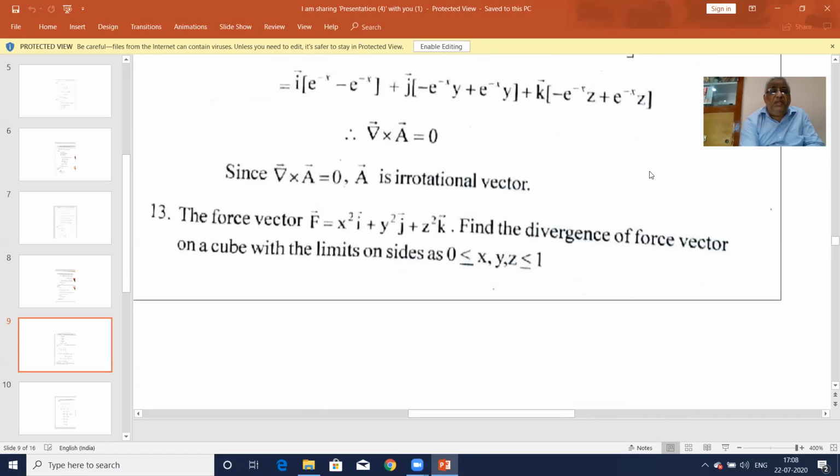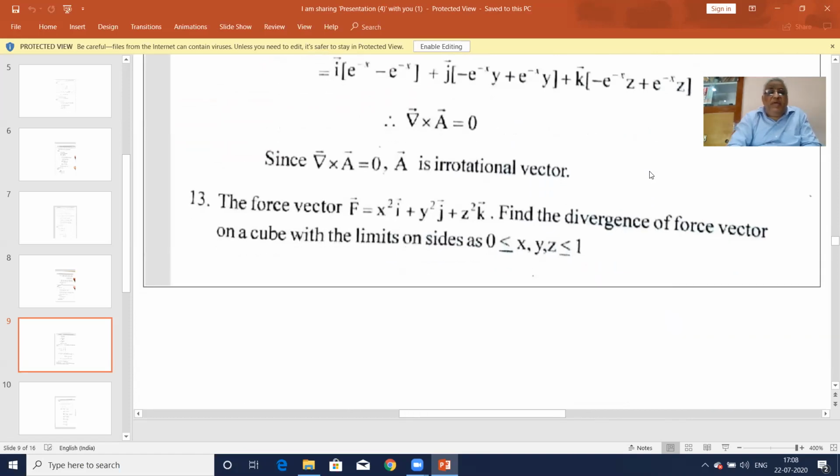Find the divergence. He has given a problem on divergence. The position vector is given: F is equal to x squared i plus y squared j plus z squared k. Note down the position vector. Find the divergence of the position vector on a cube with the limits on the sides: 0 is less than or equal to x, y, z is less than or equal to 1. So x, y, z are between 0 and 1.